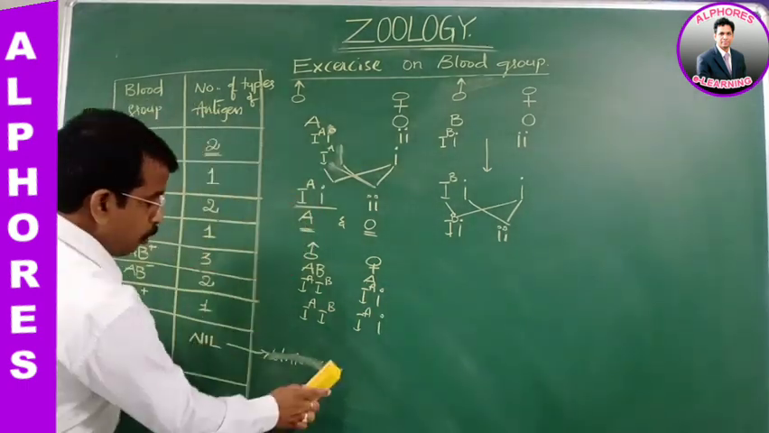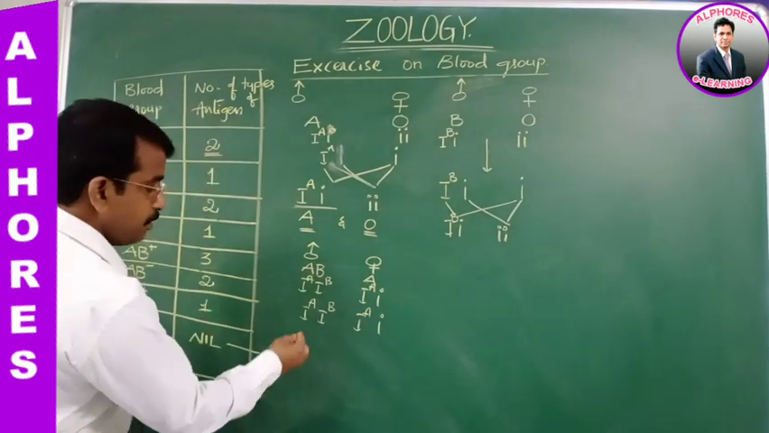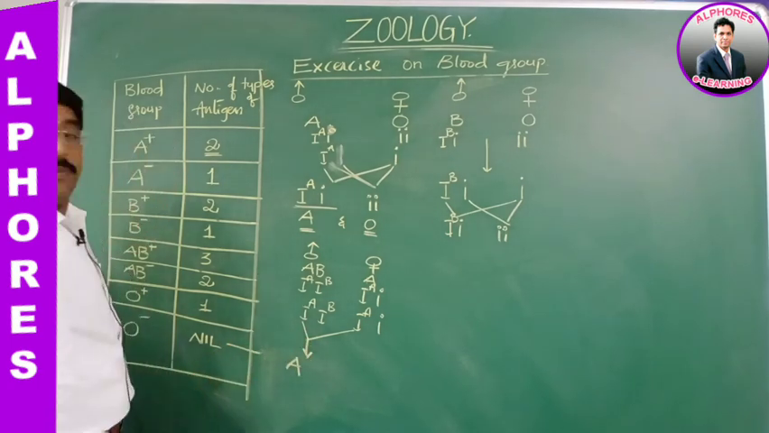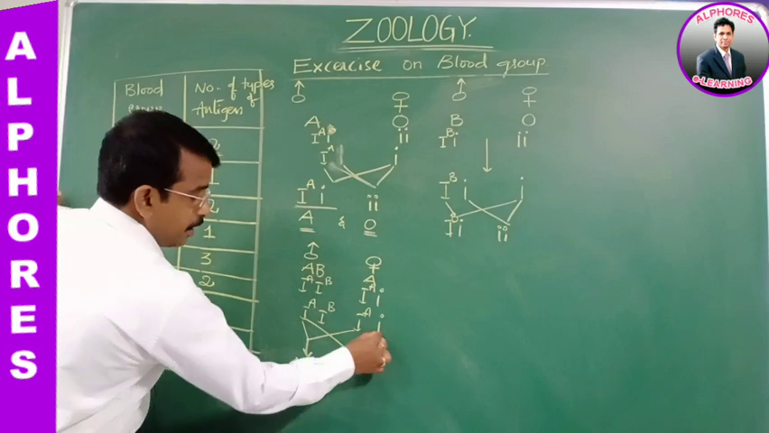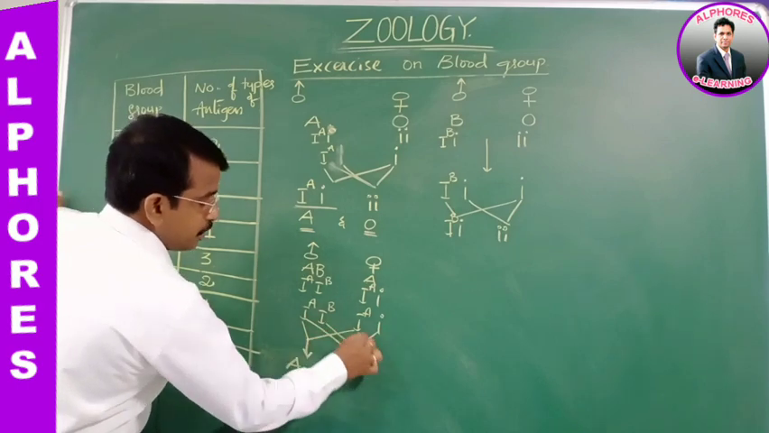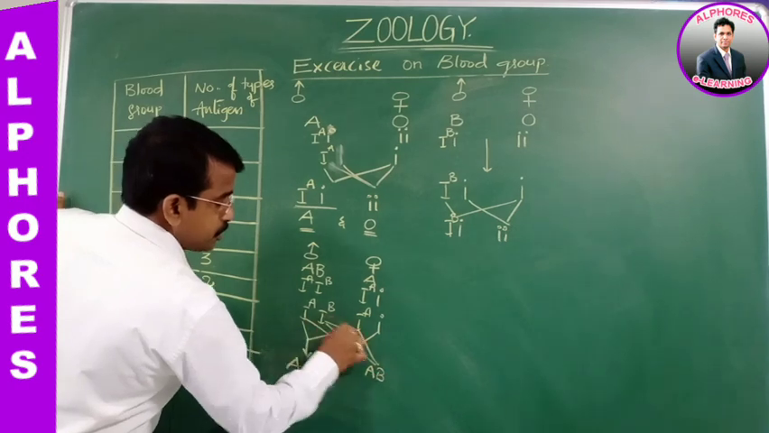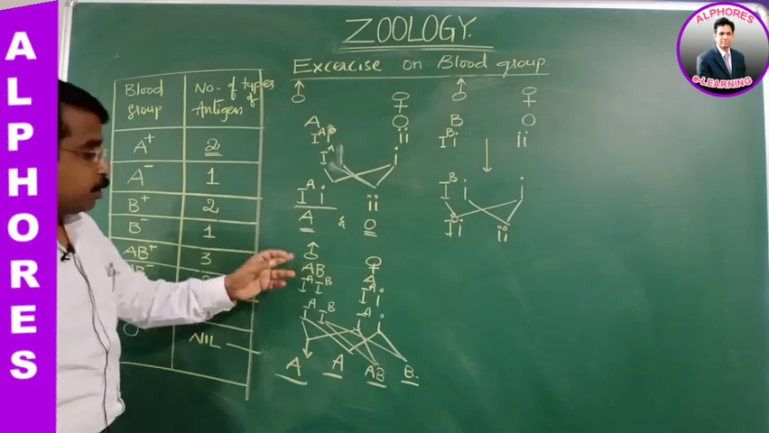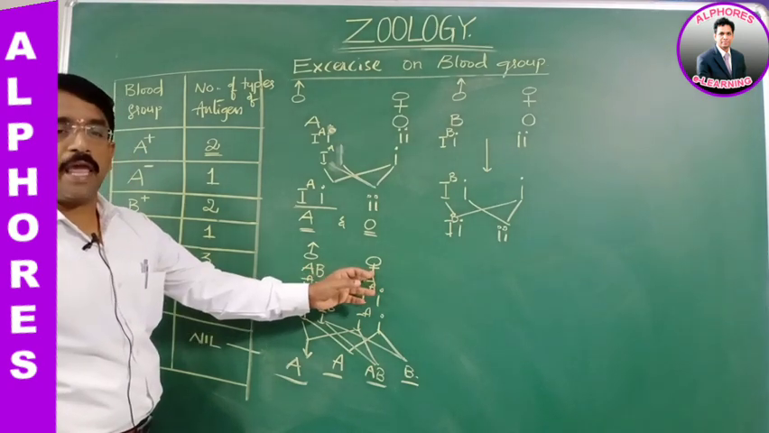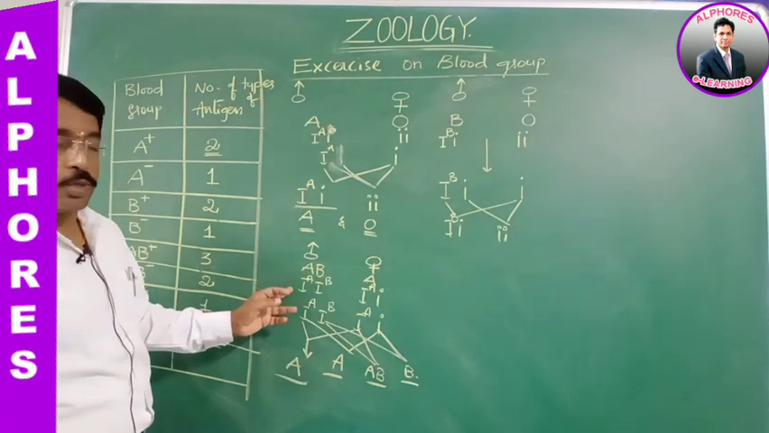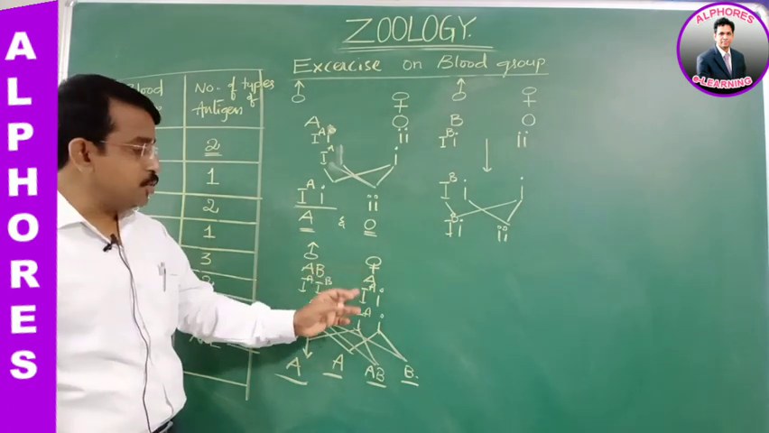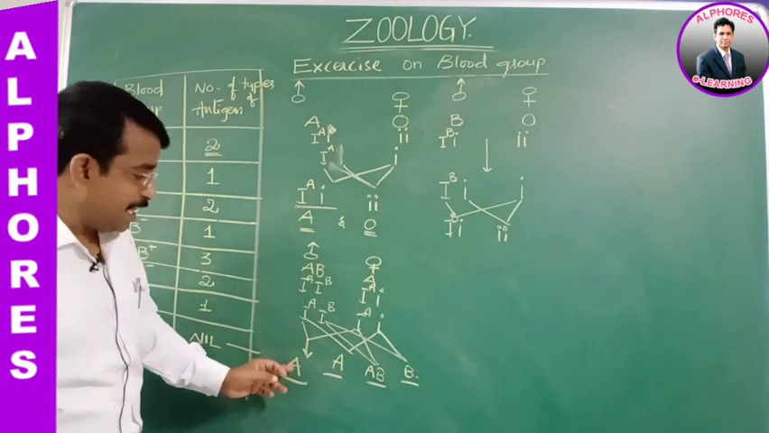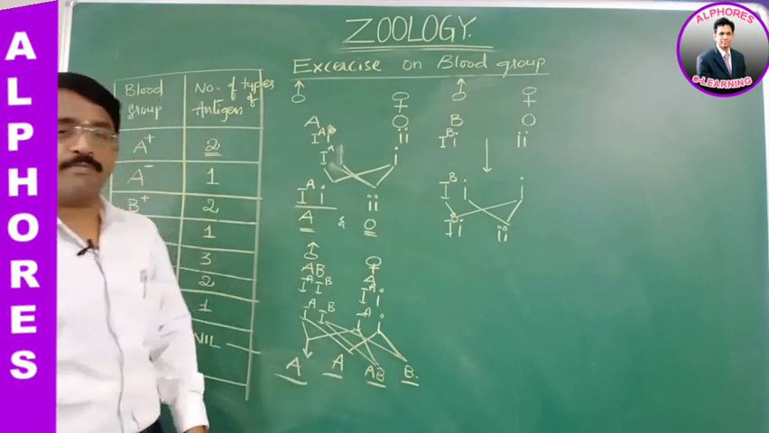So look at here, what possibilities we see: A blood group is possible. Next A is possible. Next AB possible. Next B possible. Look at here. If the father is AB and mother is A, AB is denoted as IAIB, A is denoted as IAIO. So the possible progeny is A, AB and B.